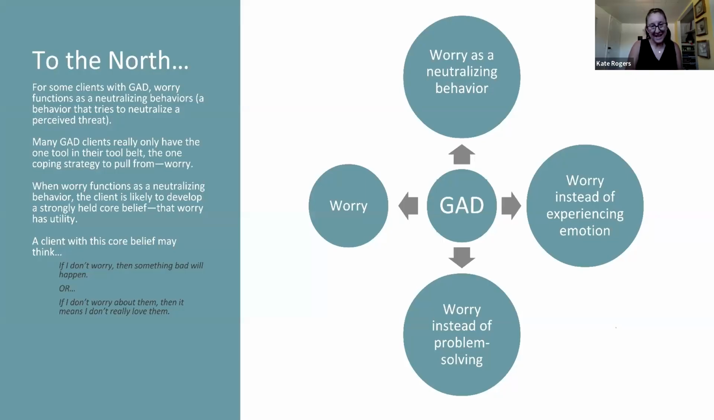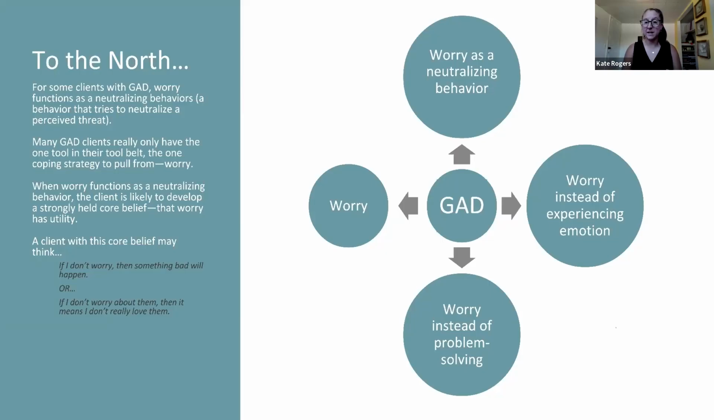For many clients with GAD, it's really interesting, they hold this nasty core belief, this core belief that worry has utility. Meaning, if I don't worry, something bad will happen. Or sometimes, if I don't worry about them, it means I don't really love them, right? Worry has utility for these clients. It is functioning as a neutralizing behavior, trying to neutralize perceived threat through this belief. If I don't worry, something bad will happen. Make sense so far?